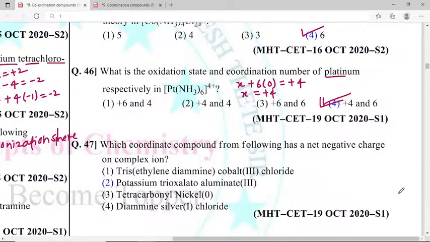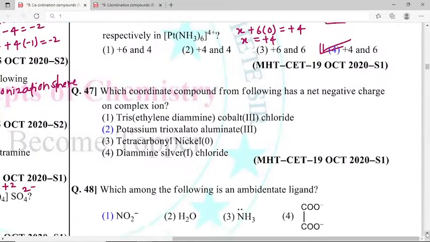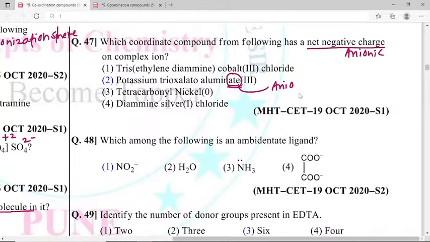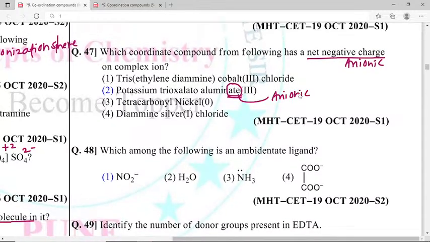Which coordination complex from the following has a net negative charge on the complex ion? Net negative charge on complex ion, so it is an anionic complex. In the anionic complex, the name should end with ATE. If it is written as ATE, always remember ATE is always an anionic complex. Always. So option number 2 is correct.